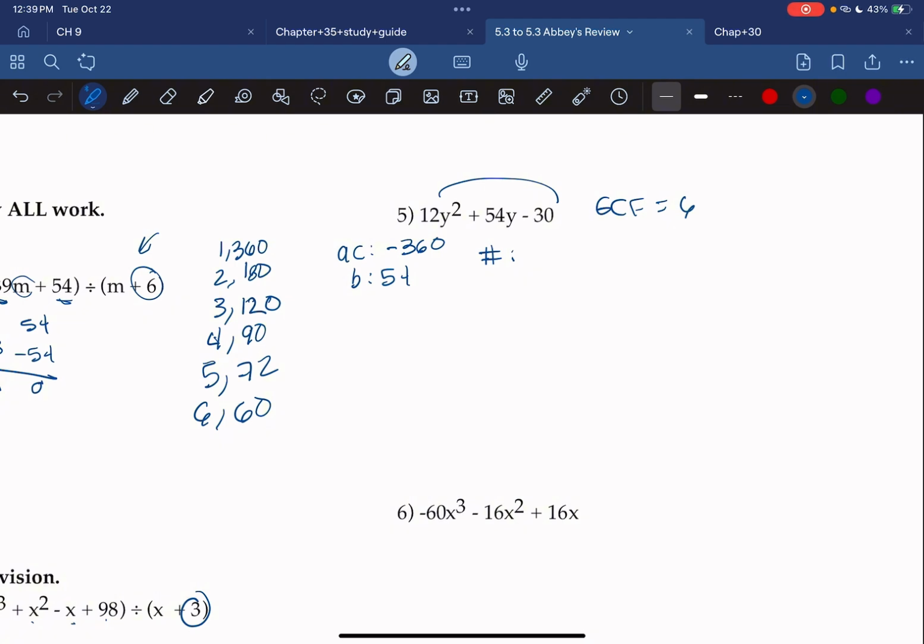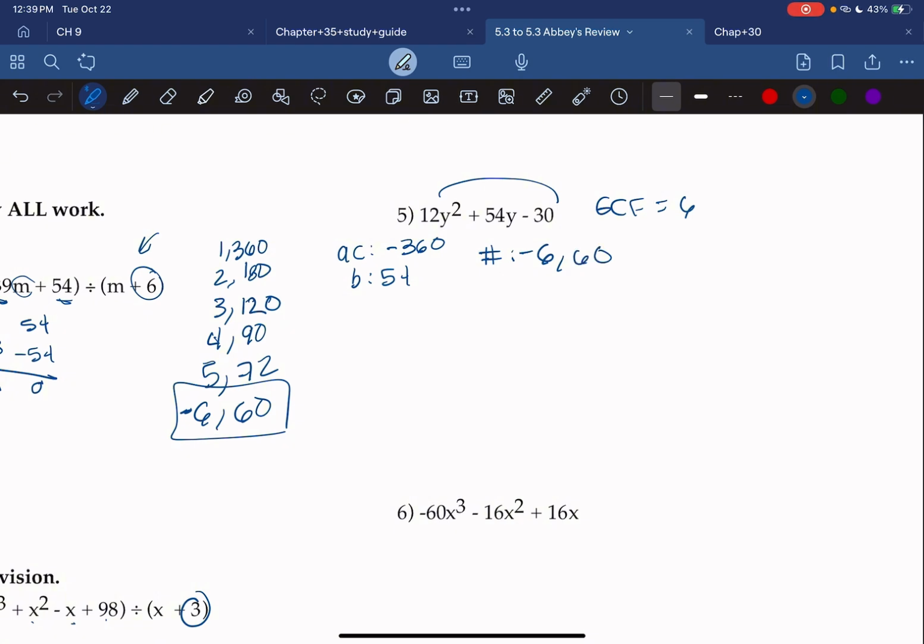And that is our answer. It's going to be 6 and 60. One of them has to be negative. Let's make the 6 negative, because 60 minus 6 is 54, and 60 times negative 6 is negative 360. So our numbers are negative 6 and, whoops, 3, and 60.